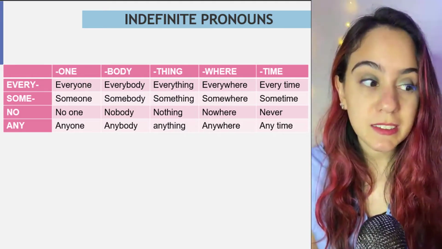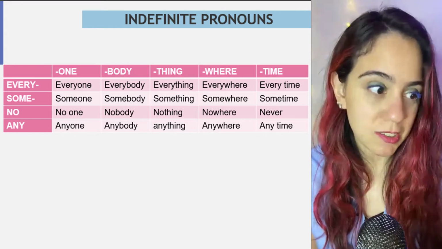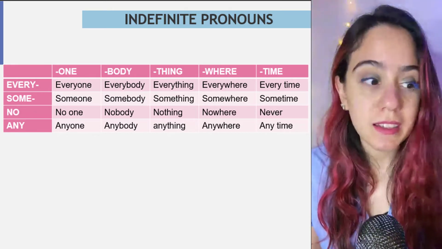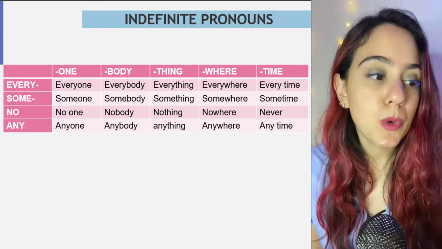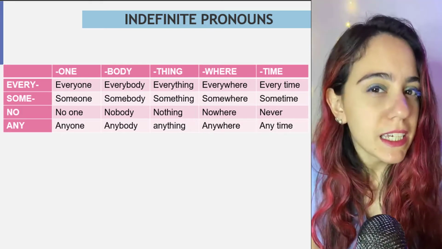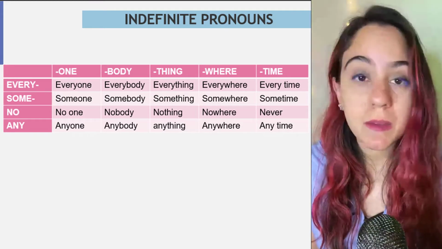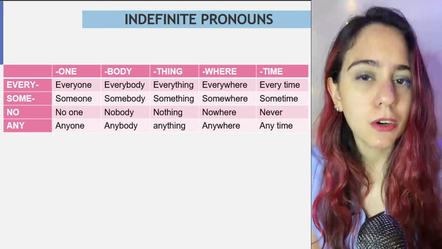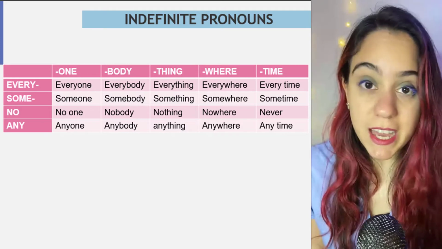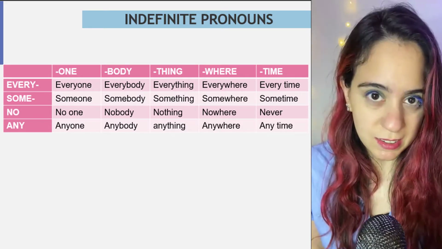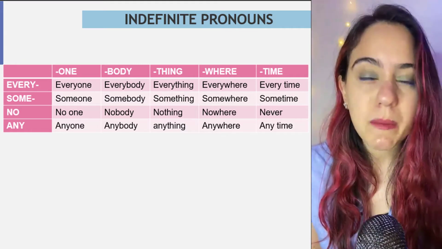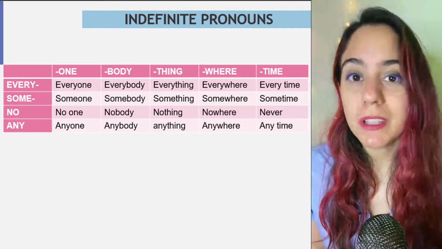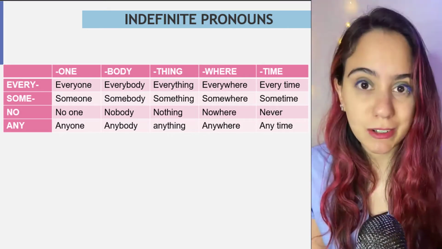So using these two ways, you can make combinations. Everyone means todo el mundo, todas las personas, the same as everybody. Someone and somebody means alguien. No one and nobody means nadie. And anyone and anybody means alguien o también nadie, but I can only use it in negative sentences. Everything means todo, something means algo, nothing means nada, and anything is only used for questions and interrogative sentences.